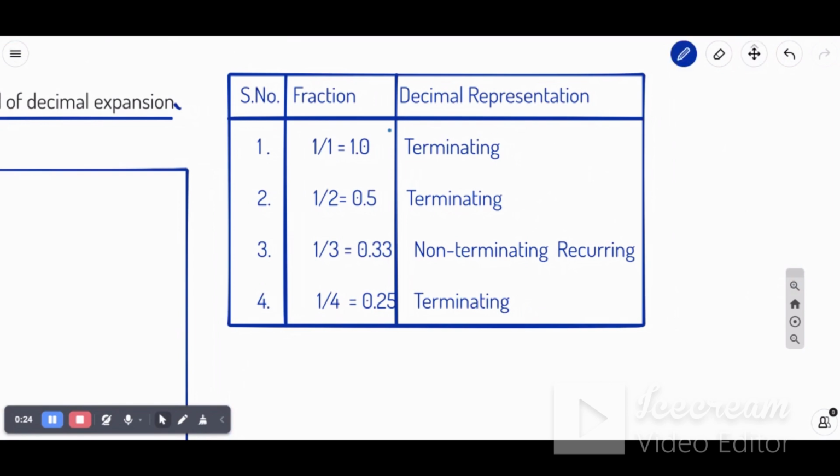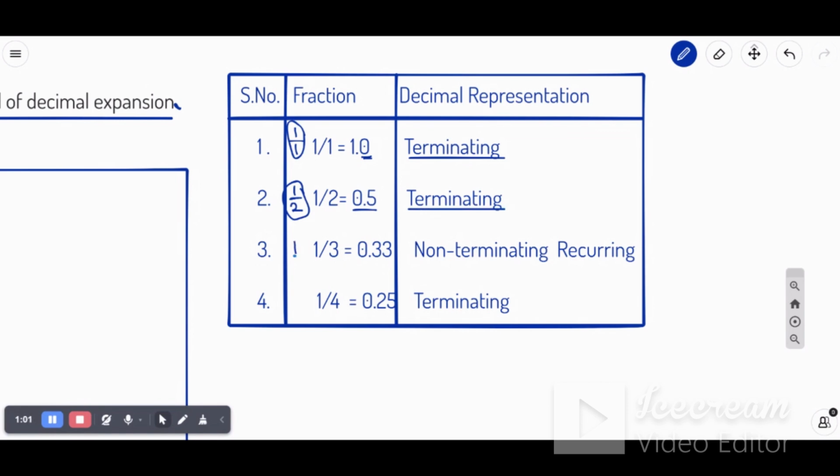So as you see, our fraction is here 1 divided by 1. If you divide 1 by 1, you will get 1.0, which means the division is done. It just keeps on repeating as 0 only. If the division is finished, then it is called terminating decimals. For clarity, let us see another one. 1 divided by 2. If you divide 1 by 2, you will get 0.5. The division is done, so this is also a terminating representation.